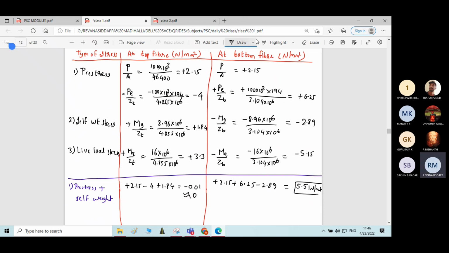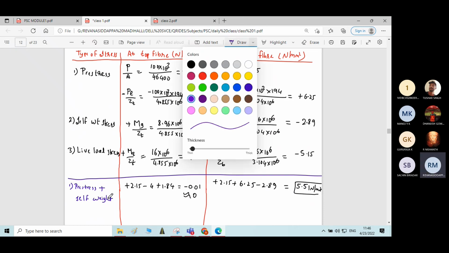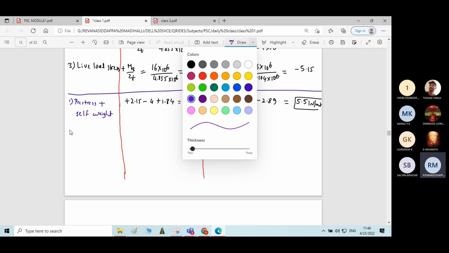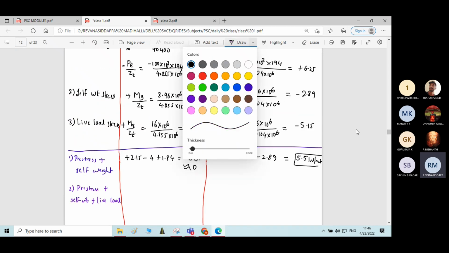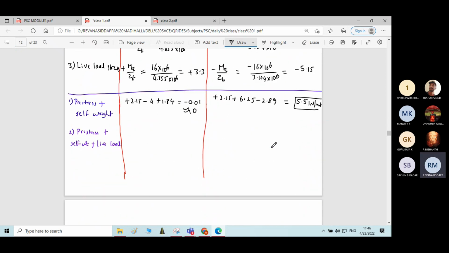The second question is to calculate the resultant stress for the combination of prestress plus self-weight plus live load. What will be the calculation? We need to add all the numbers now: plus 2.15 minus 4 plus 1.84, then plus 3.3. The answer is 3.29 Newton per mm squared.